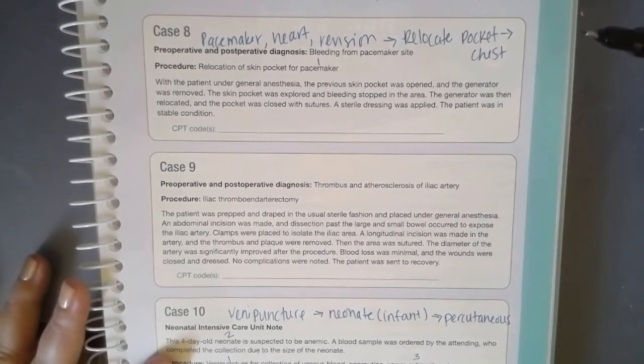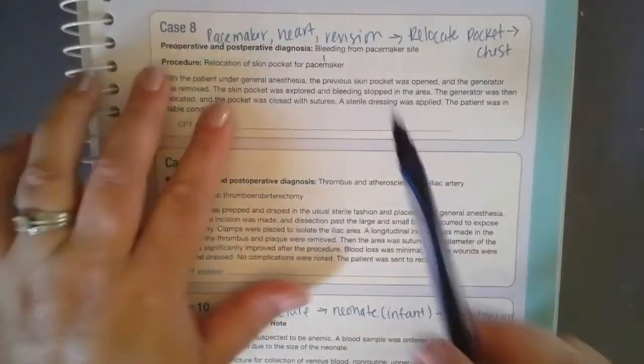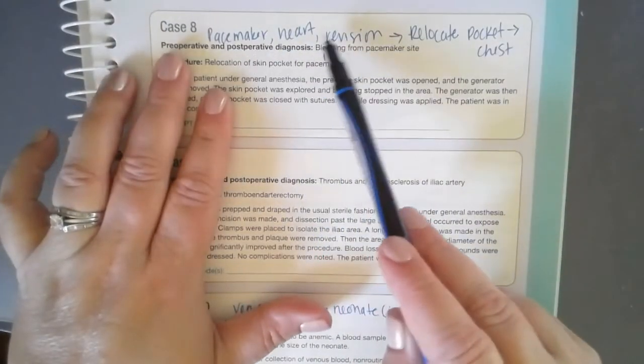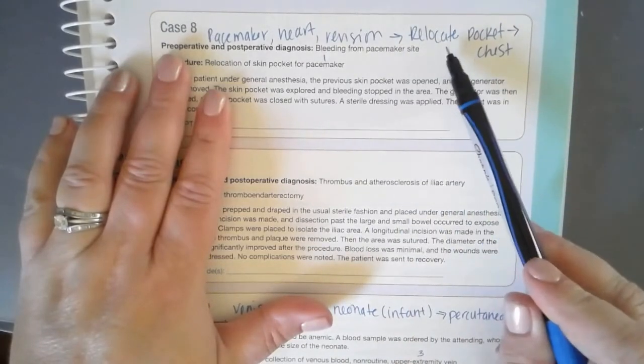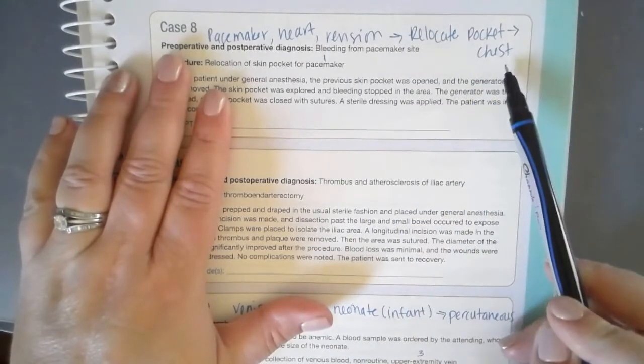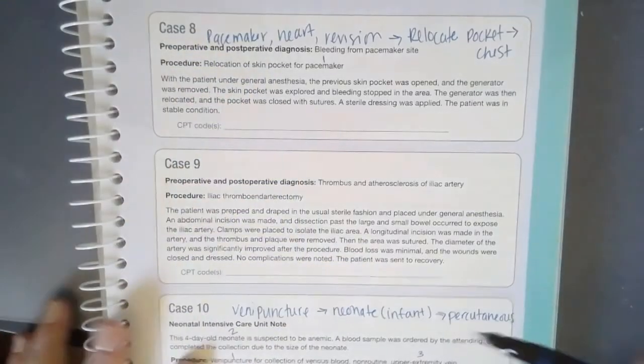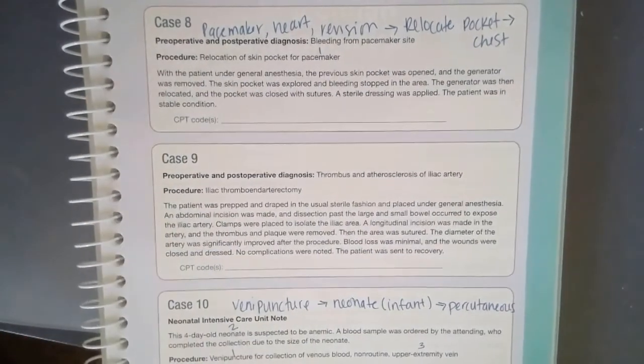Case 8, you're going to look in the index for pacemaker and heart, and then revision, and then move on, look a little bit further for relocate pocket, and then chest is the body part.